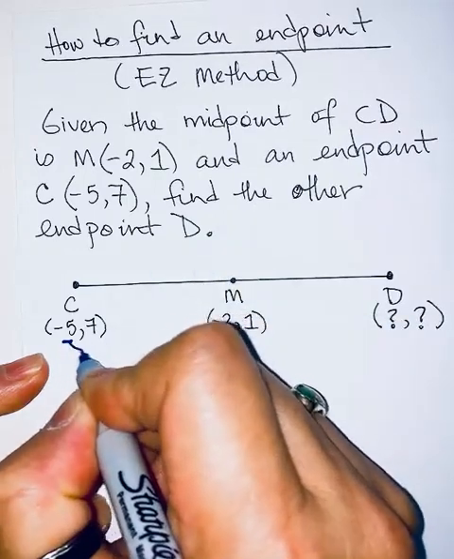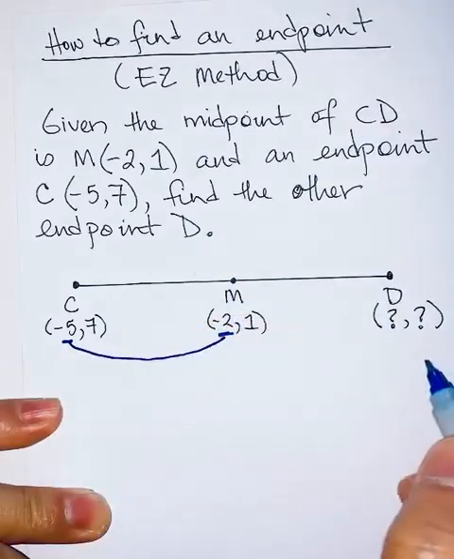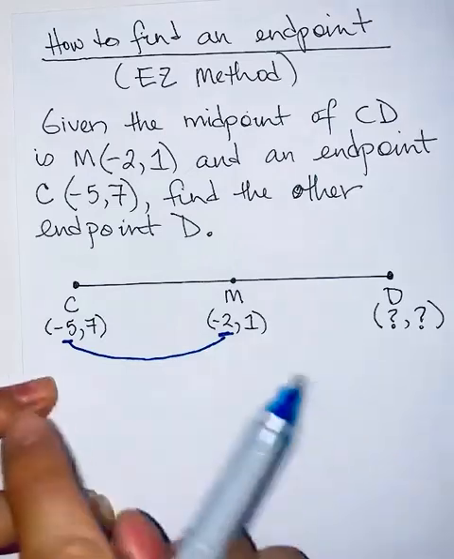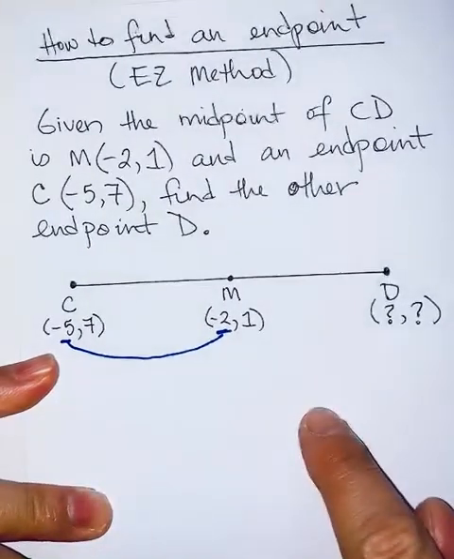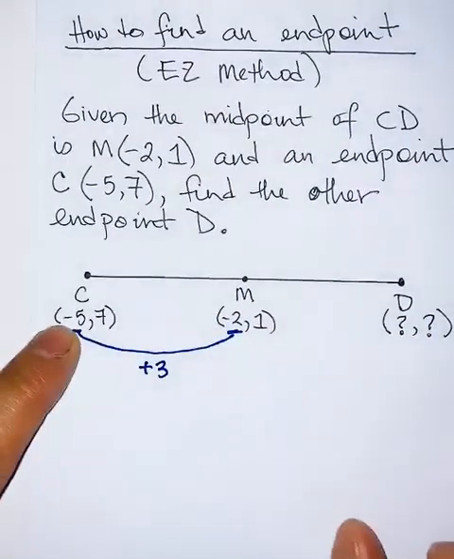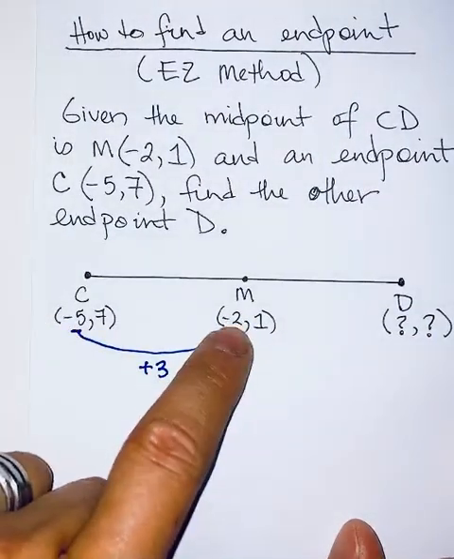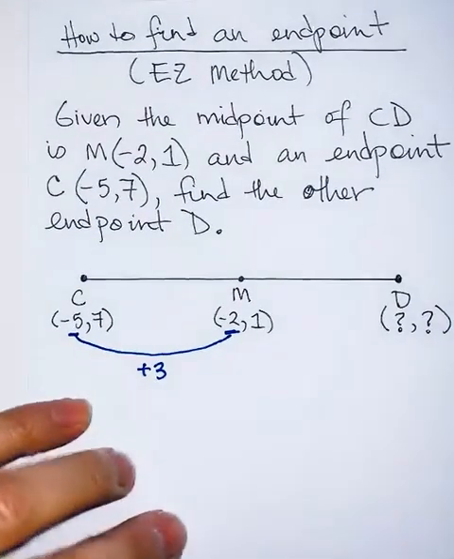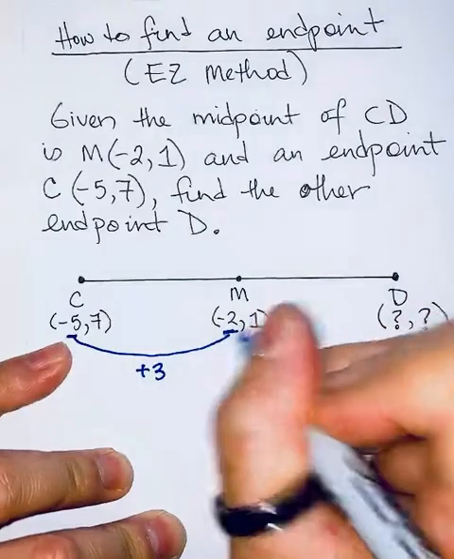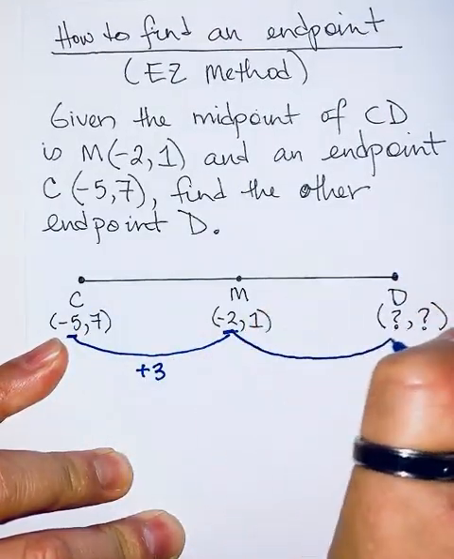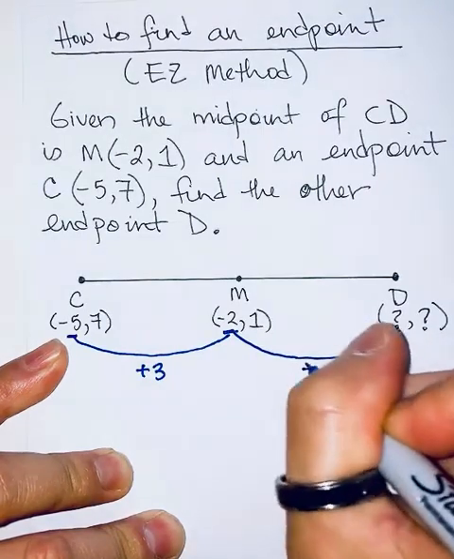How did someone get from -5 to -2? Well, they walk forward 3 units, towards the more positive, right? So -5 is down here, and then -2 is up here. That means they must have added 3, right? So -5 plus 3 is -2. That's what happened between the 2 points. If that's how you get to the midpoint, then that's exactly how you're going to get to the other end, by adding 3.